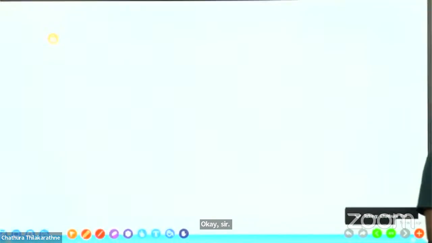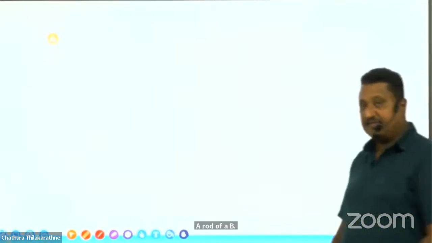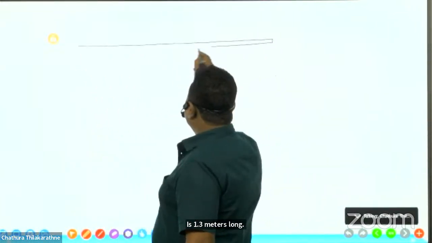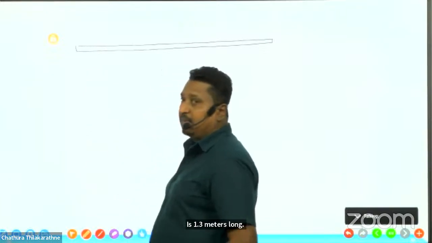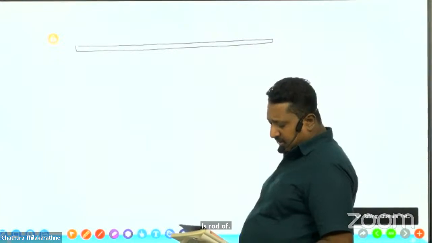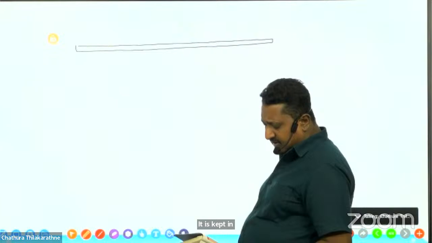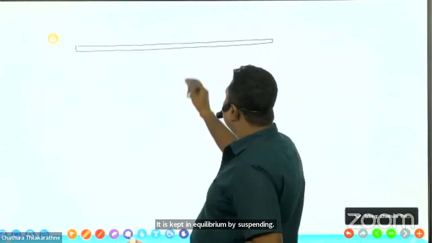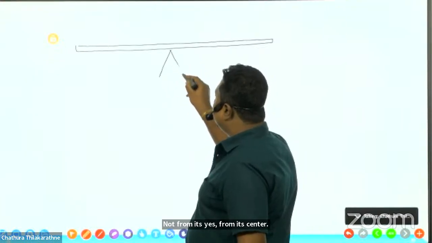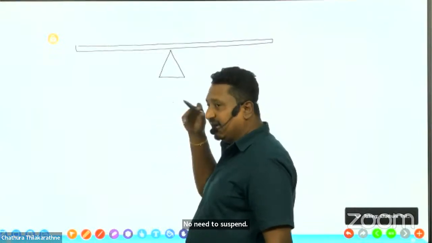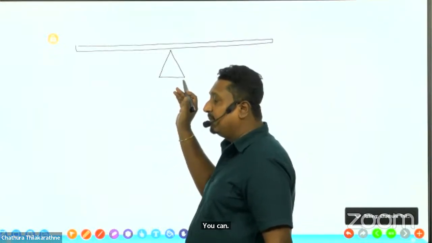A rod AB is 1.2 meters long. It is kept in equilibrium by suspending, not from its end, yes, from its center. It can be balanced like this. No need to suspend. You can balance it over such a pivot.